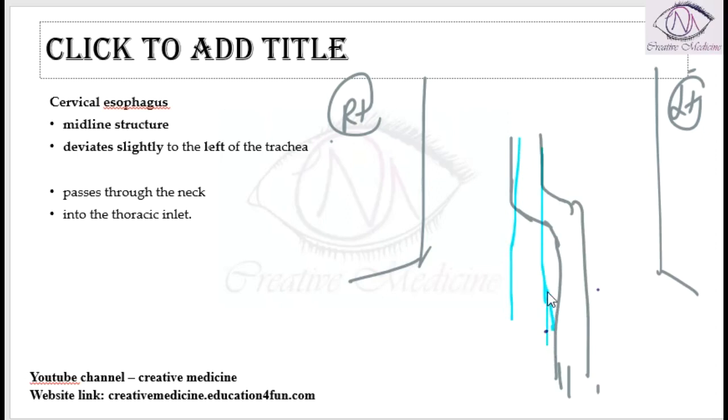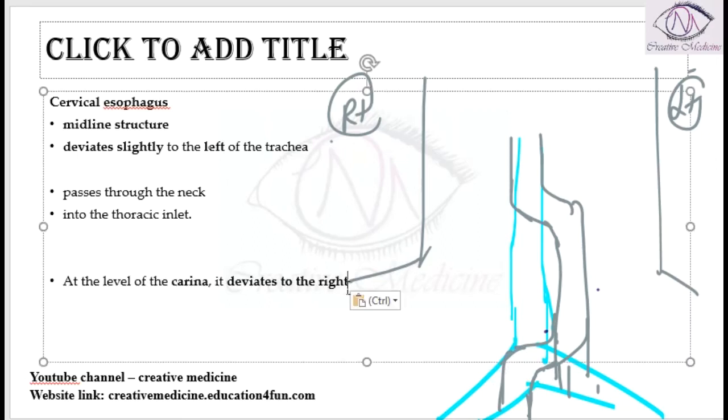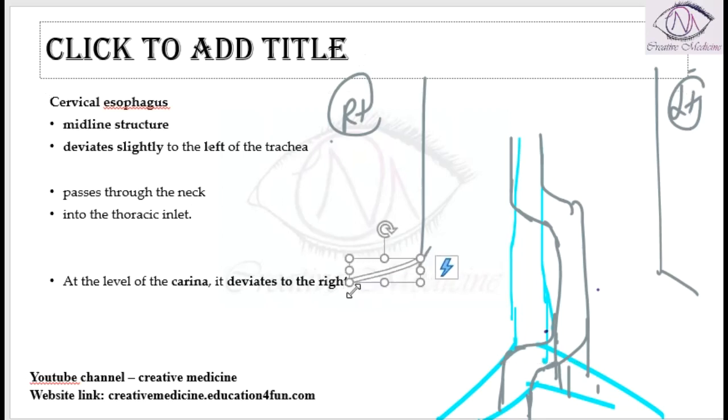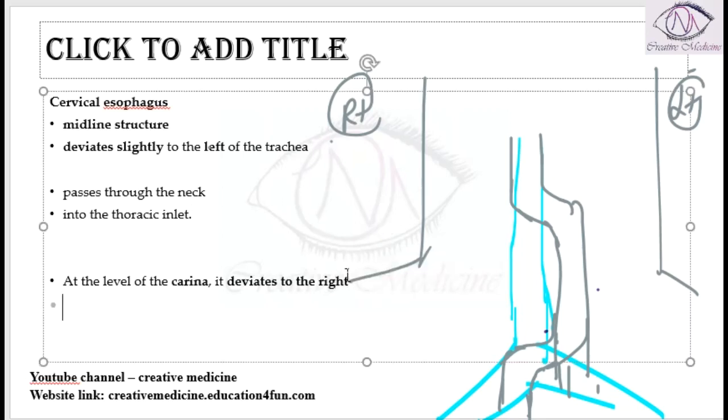Okay, now here in the thorax the trachea starts to bifurcate at the carina. So over here at the carina again, this esophagus will move to the right, and then it goes downwards like this. Okay, so exactly at the level of the carina it deviates to the right. Okay, why? At the level of carina it deviates to the right mainly for the arch of aorta, because here the arch of aorta will be there. So in order to accommodate the arch of aorta, this will deviate to the right.